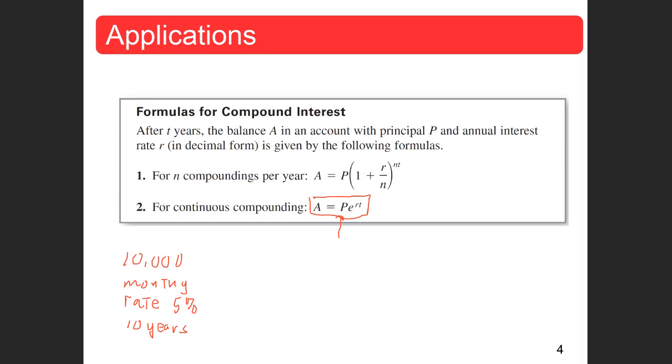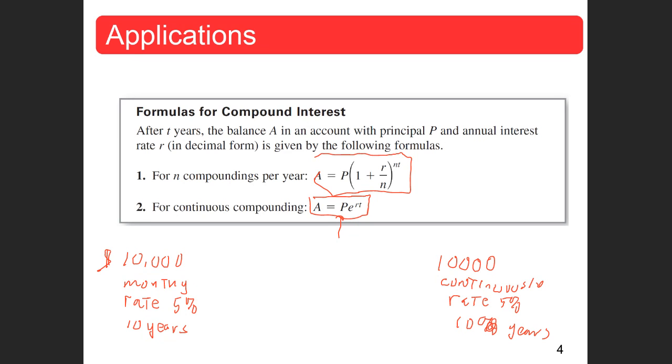Okay, and then I'm going to say that you have the exact same thing, that you have $10,000, and it's compounded continuously at a rate of 5% for 10 years. Okay, so, oops, that's not percent, that's years. So you're going to have to use 2 different formulas. For the first problem, I'm going to have to use this formula.